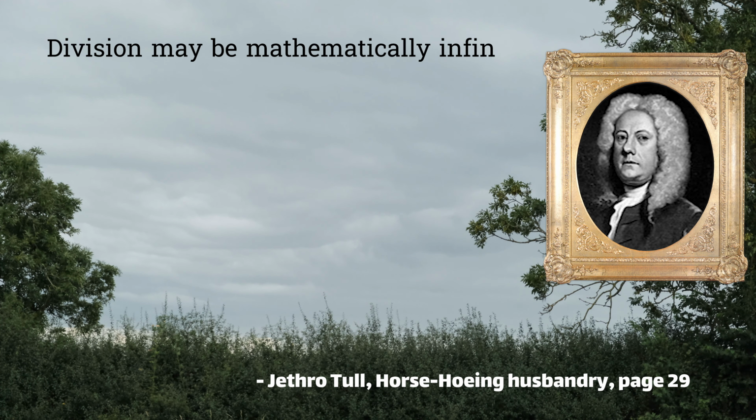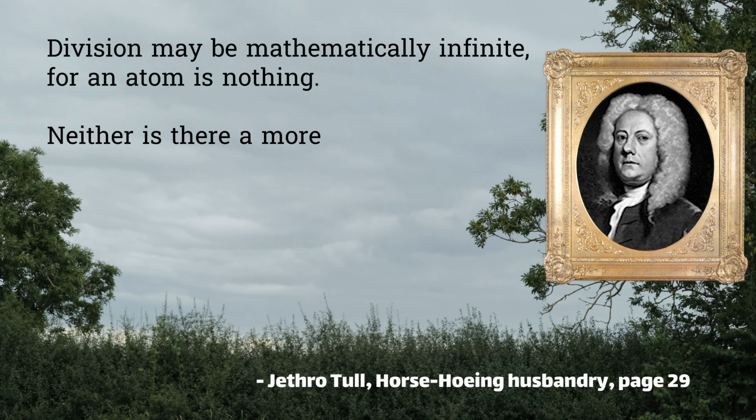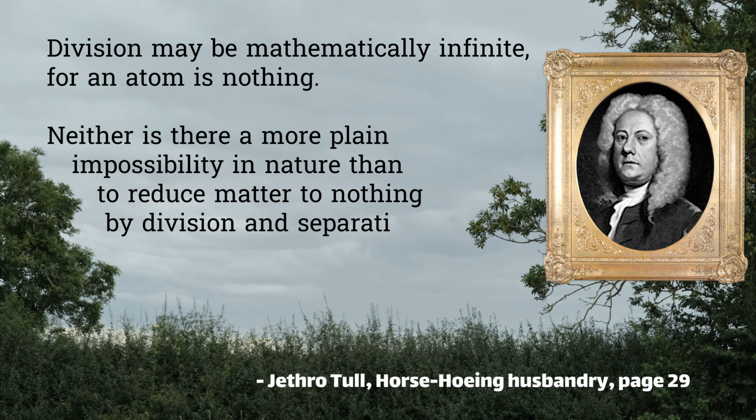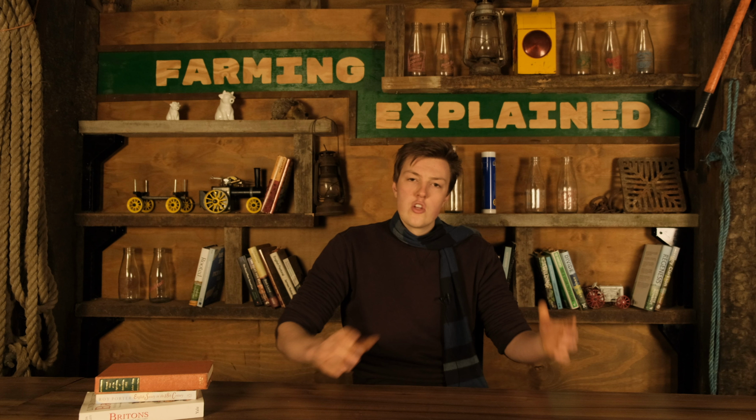Division may be mathematically infinite, for an atom is nothing, neither is there a more plain impossibility in nature than to reduce matter to nothing by division and separation of its parts. So Tull believed that he had invented an entirely new form of agriculture that not only did away with fallows, but also did away with manure. It would completely remove animals from the agricultural cycle.